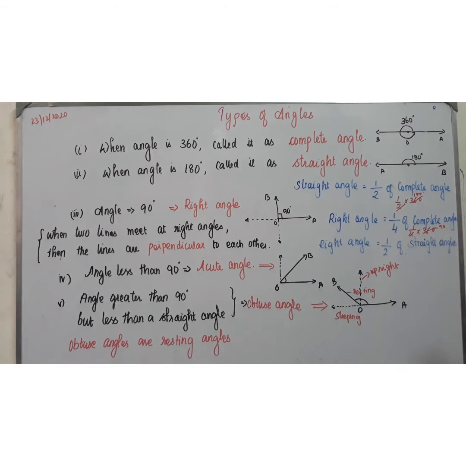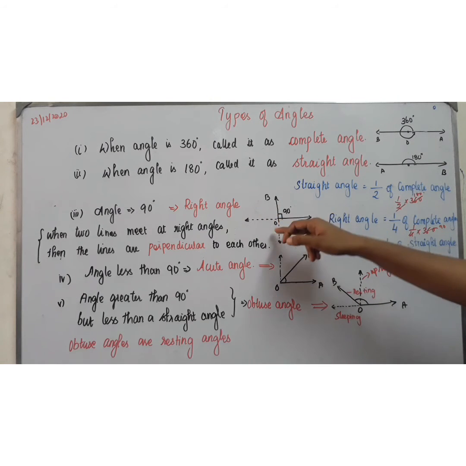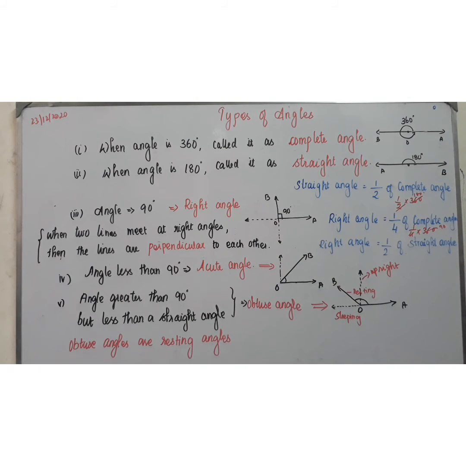9 4s are 36, 0, 90 degree. Or you can compare right angle with straight angle also, because straight angle is 180 degree. In 180 degree, it is a half, right? This full is 180 degree, and that half will be 90 degree. So 1 by 2 of straight angle is 180 degree divided by 2, when you cancel, it will become 90 degree. So right angle is 90 degree.